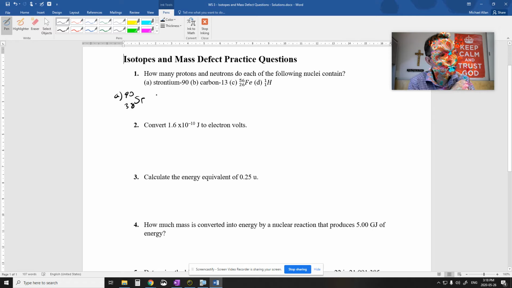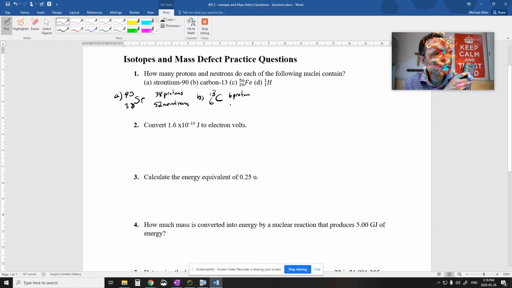So this is telling us that we have 38 protons. And I'm going to subtract the two numbers there, because that top number is the nucleons, which is both protons and neutrons. So I'm going to subtract 38 and get 52 neutrons. Okay. Carbon is 6. That one I just know. So that means I have 6 protons.